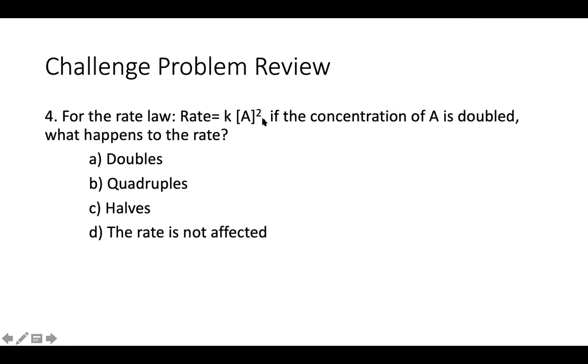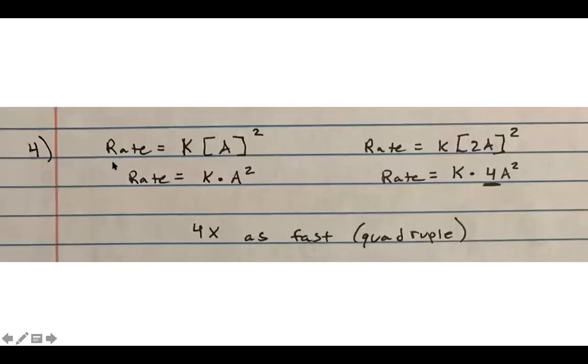Okay, so here it's a second order reaction. A is doubled. Okay, so basically it would be times 2 squared. 2 squared is 4. Right, so I'll show that on the next slide. Rate equals K times the concentration of A squared. Right, so let's just say the concentration is A. We'd find that the rate equals K times A squared.